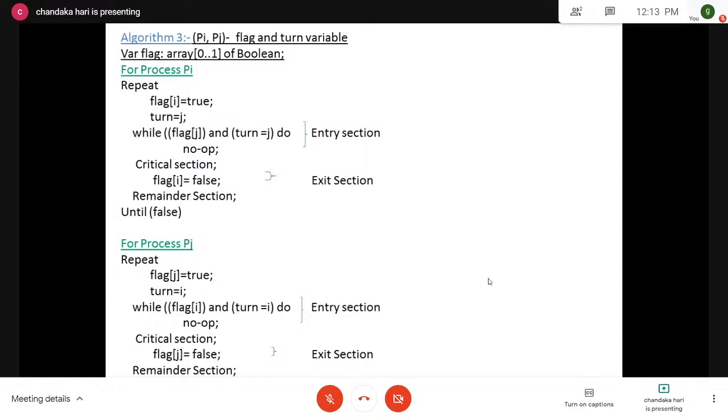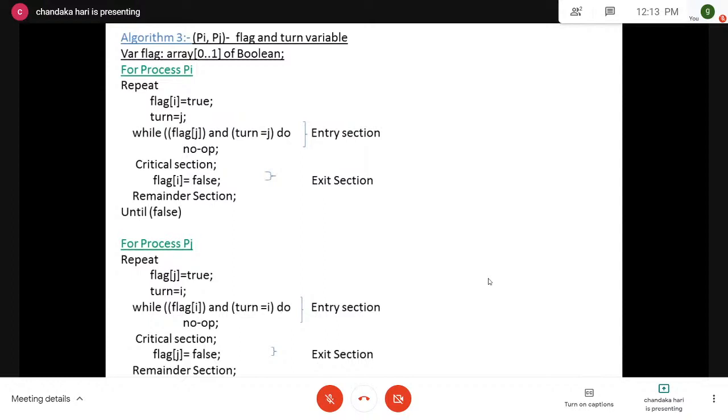That implies process PJ is giving first priority to process PI, which is already trying to enter into the critical section. So condition 2 is satisfied, and now bounded waiting. We note that process PI can be prevented from entering into the critical section only if it is stuck in the while loop with the condition flag j equal to true and turn equal to j. Then the loop is only one.